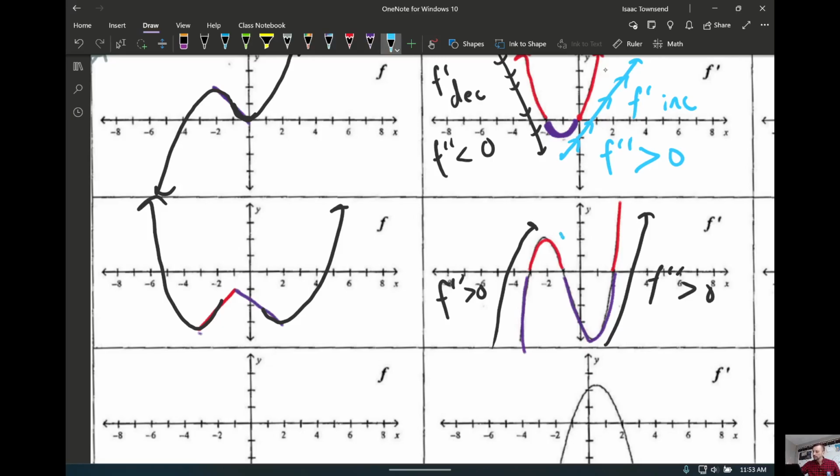And when the first derivative is decreasing, the second derivative is negative. When the second derivative is negative, it's concave down. So from -2 to +1, it needs to be concave down. So that is one possible answer for the function. Any questions about how I came up with that?